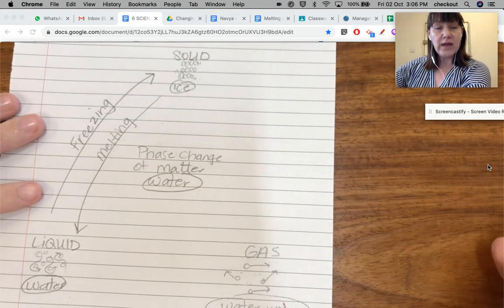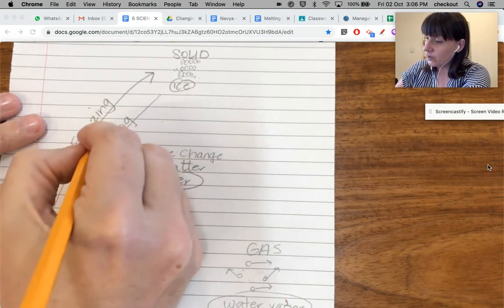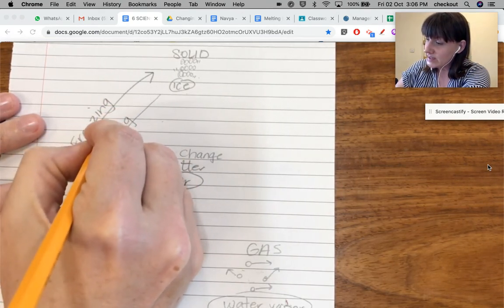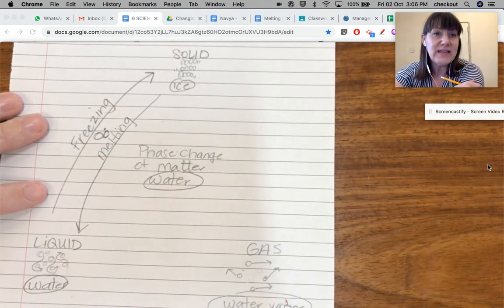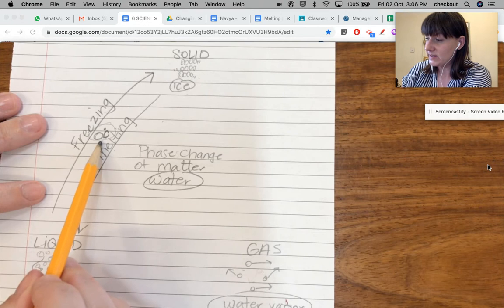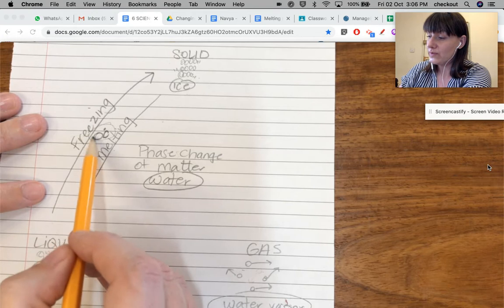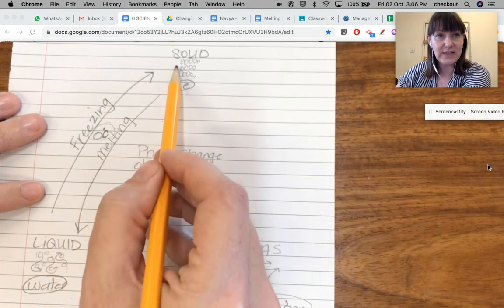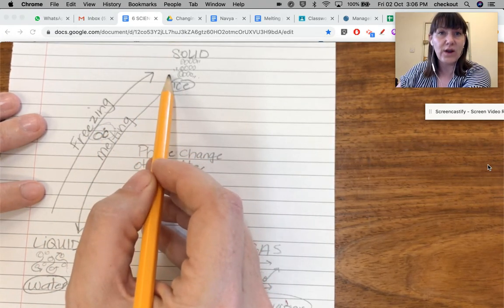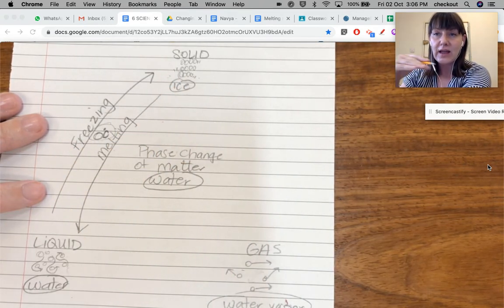Okay. Now, pure substances have temperatures where this happens. And so for water, 0 degrees Celsius is the magic temperature for this to happen. Above 0 degrees Celsius, we've got melting into a liquid. Below 0 degrees Celsius, we've got freezing, and the water turns into ice. So 0 degrees Celsius is that magical temperature where those two things are going to happen.